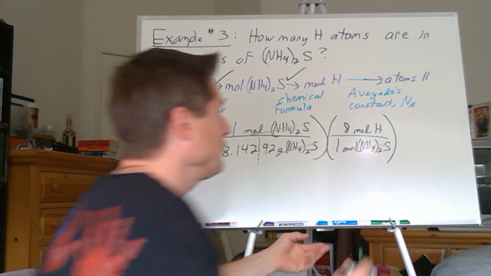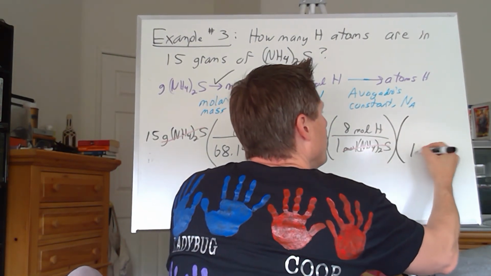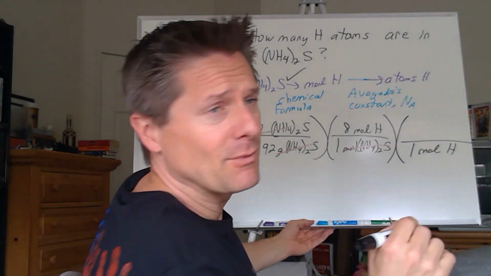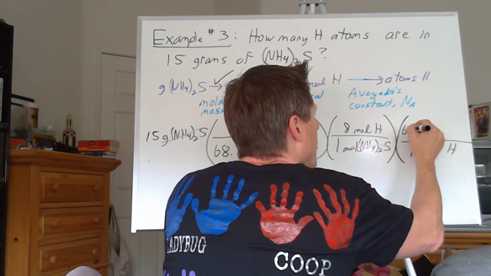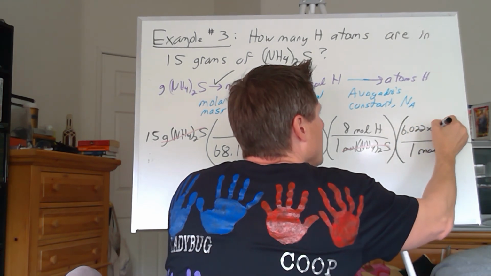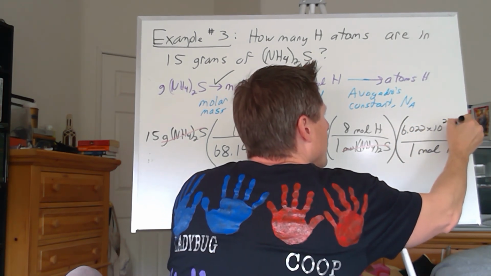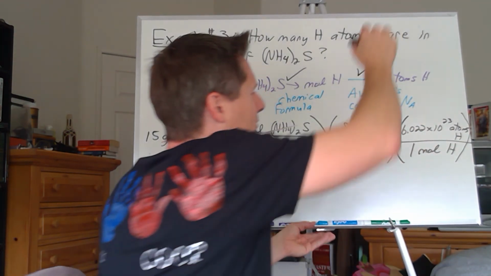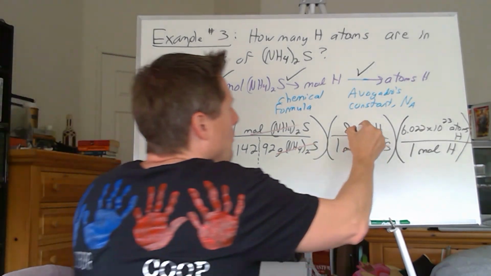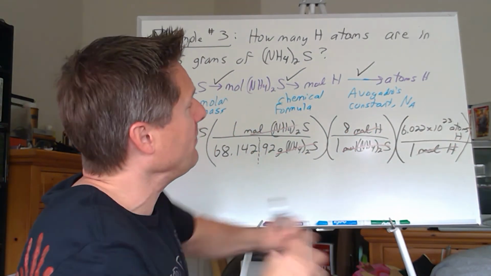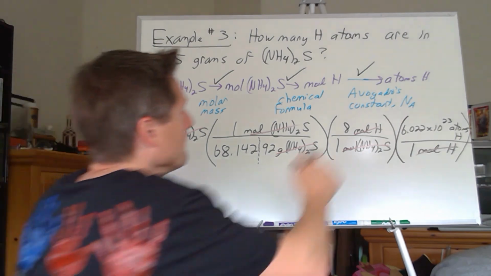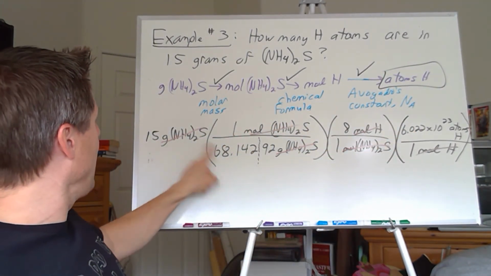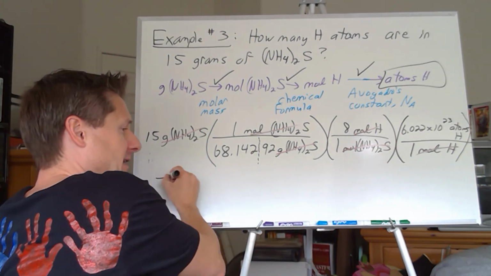Now we can use Avogadro's constant. So for every mole of hydrogen, we're going to have to squish this one in there. We've got 6.022 times 10 to the 23rd atoms of hydrogen. Wada bing, wada boom. Moles of hydrogen goes bye-bye, and I'm left with the unit that I'm after, correct? That's got 4 sig figs, exacts, 5, limited to 2 significant digits.